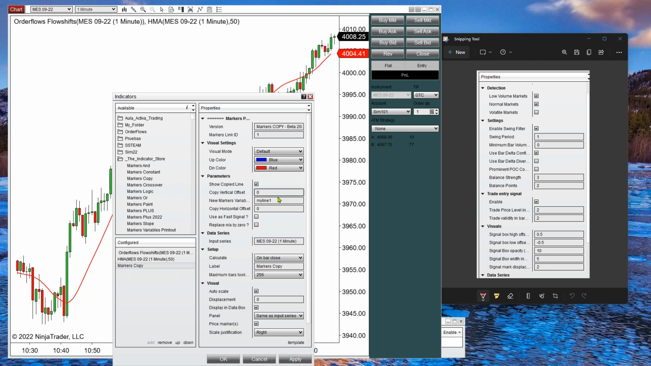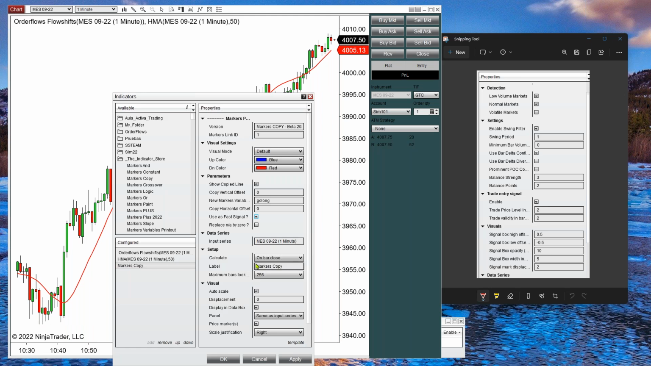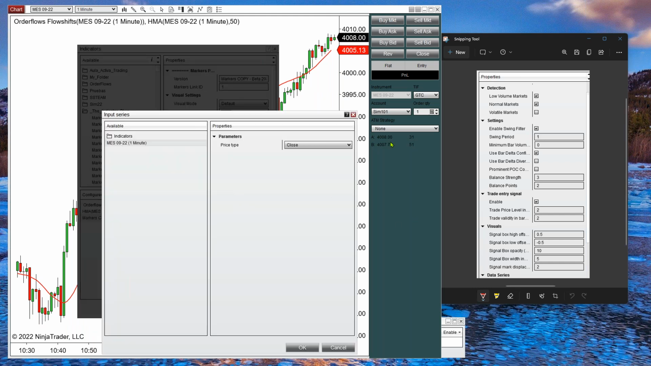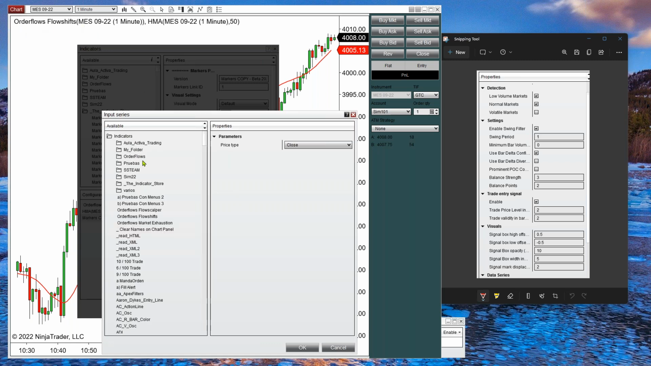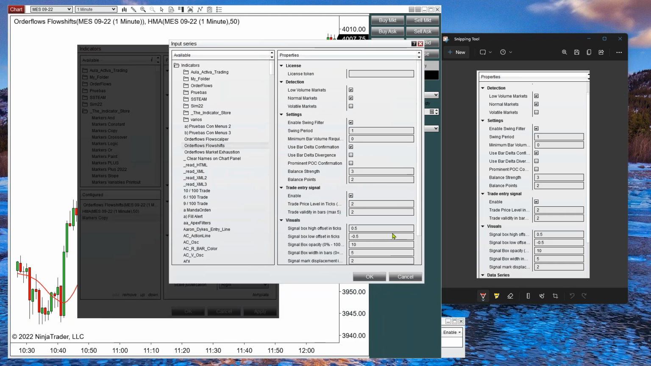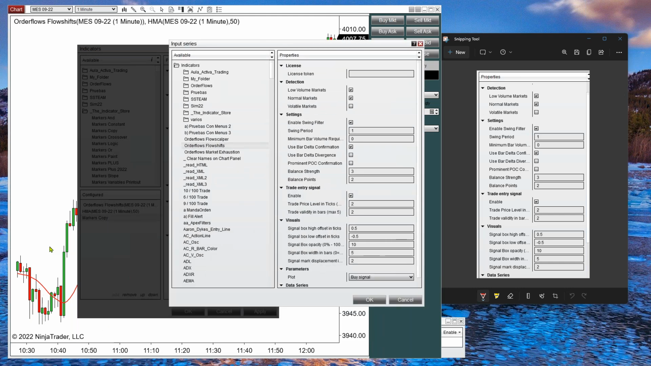Markers copy, and for the name, go long. And I want to copy a fast signal, okay? Because I'm only interested in detect and execute, no more than that. Inside input series, I need to place the indicator I am going to copy. The indicator is this one, or any indicator that you want to automate, this. And I need to set all the parameters exactly as the one I have on the chart.